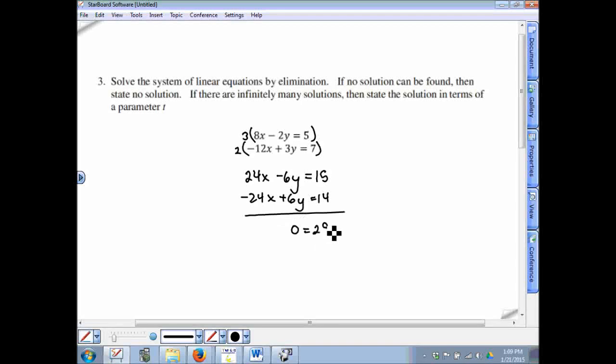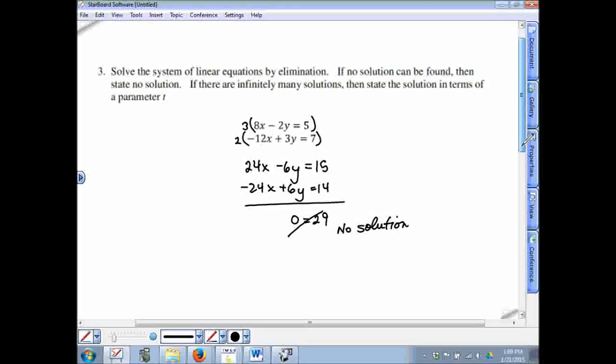We end up with 0 equals 29. That's not true. There's no variables to solve for. This is an indication of no solution. The system of equations has no solution.